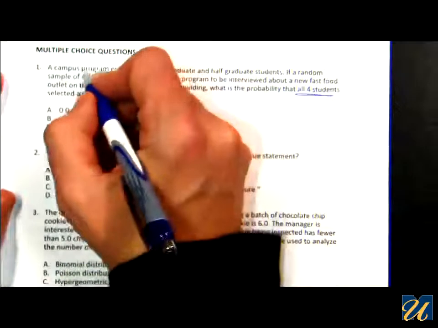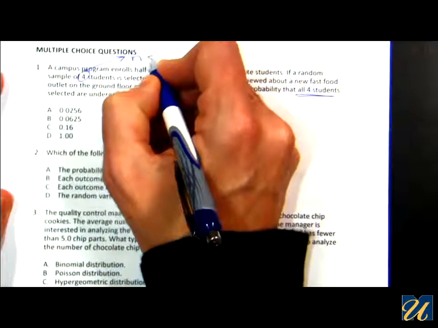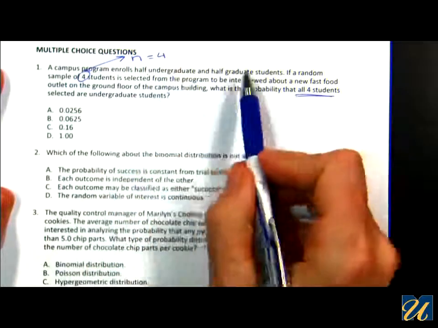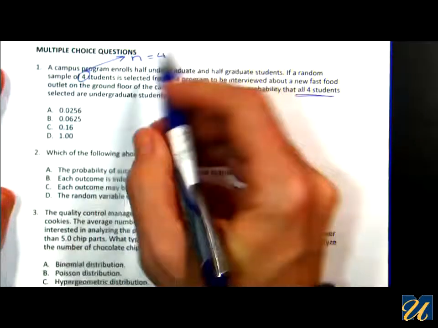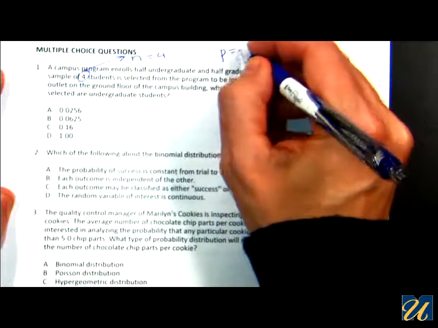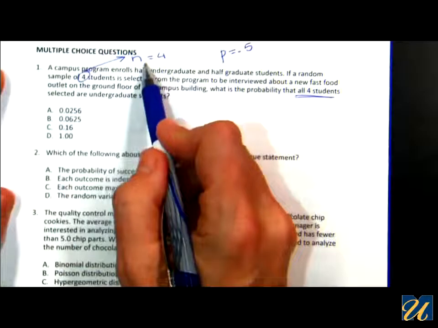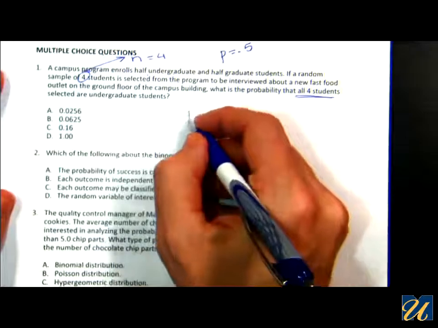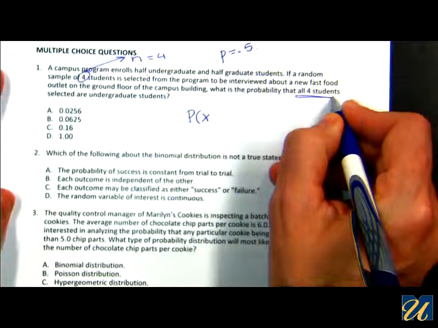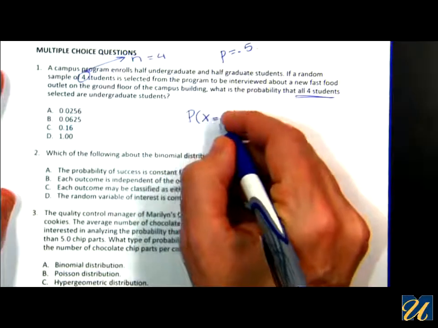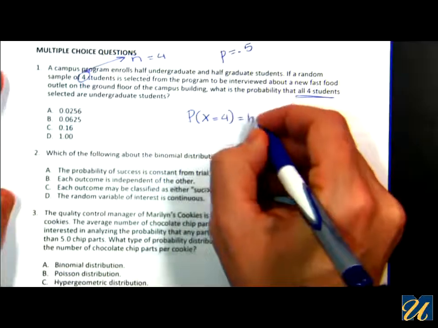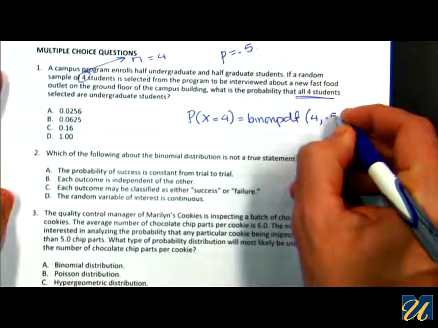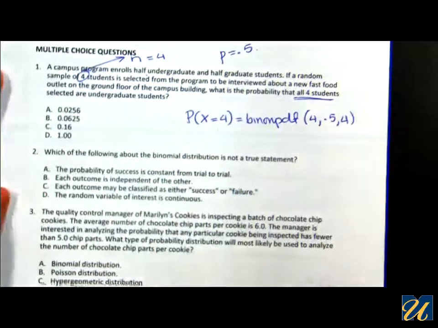So this, your sample, is your n. So n is equal to 4. We are already informed that half are undergrad and half are graduate students. So that means that the probability of success is going to be 0.5. You have n, you have p, that means that you have a binomial probability distribution. You're looking for the probability of x, all 4 students selected are undergrad, for x to be equal to 4. So this means binomial PDF n, comma, p, comma, x. This is what you need to calculate.